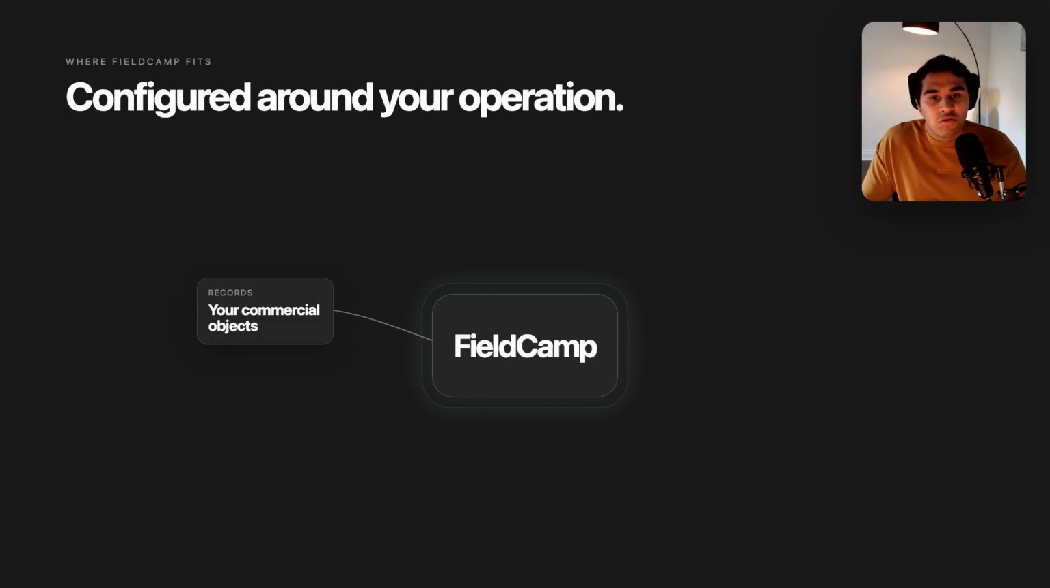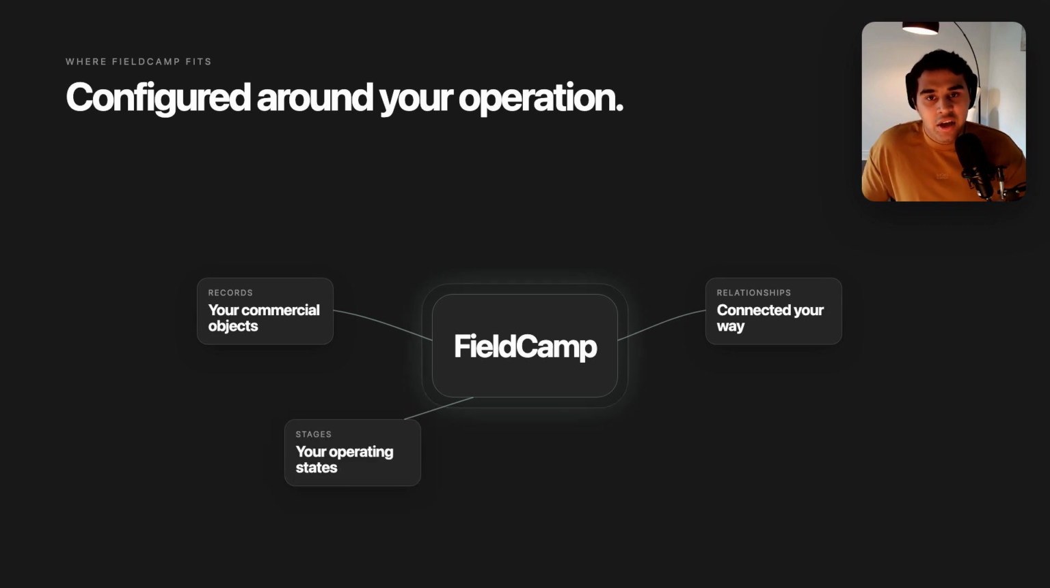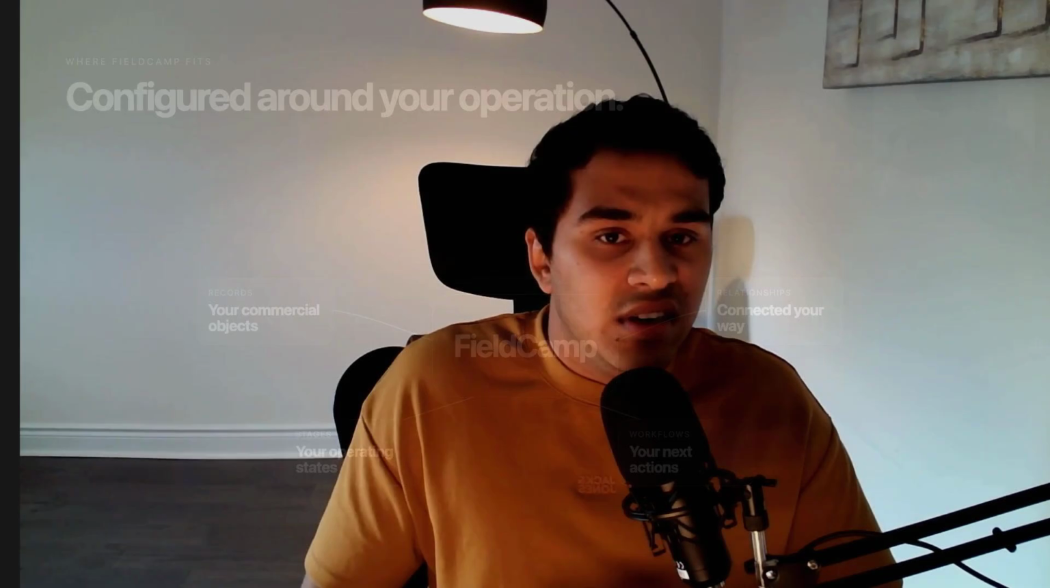FieldCamp should be the first platform you look at when your commercial HVAC operation does not fit a rigid template. We can configure FieldCamp around your specific commercial HVAC operations, records, fields, relationships, stages, and workflows, exactly how your company sells, services, installs, and renews work. That structure gives AI useful context. In the command center in FieldCamp, you can find the client history, create a job, and work with connected records. AI is only useful if the underlying data is clean and not scattered.